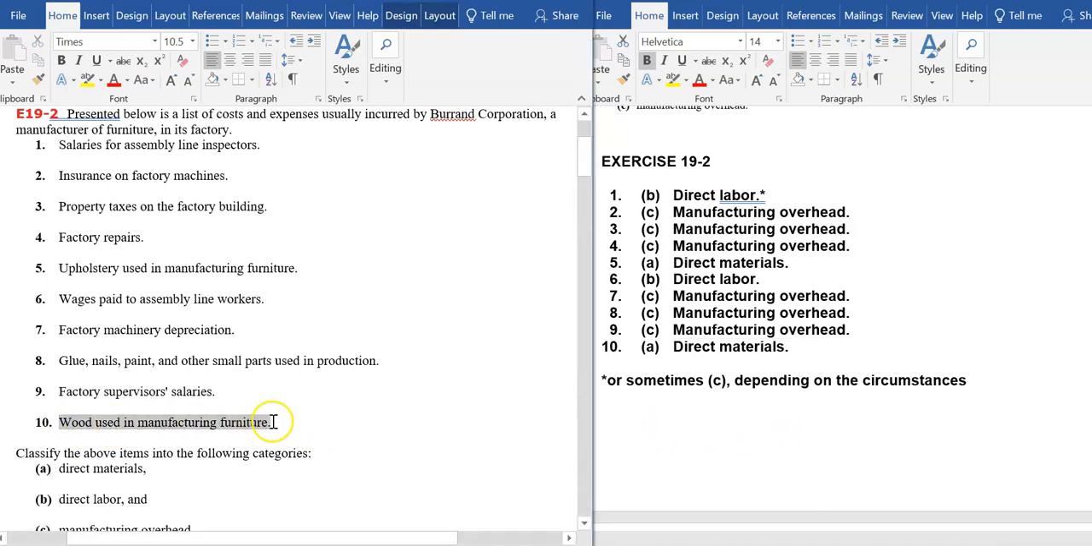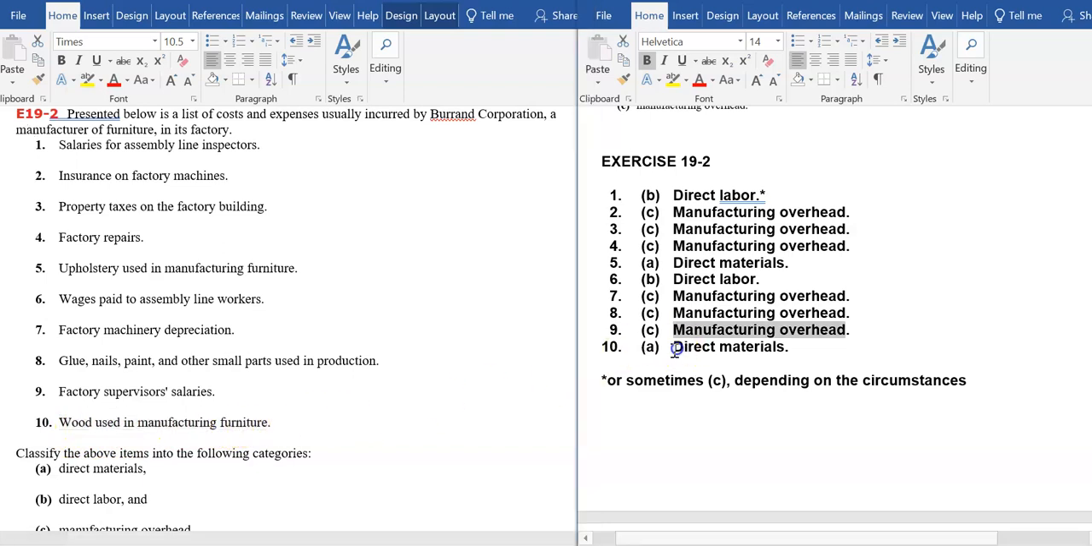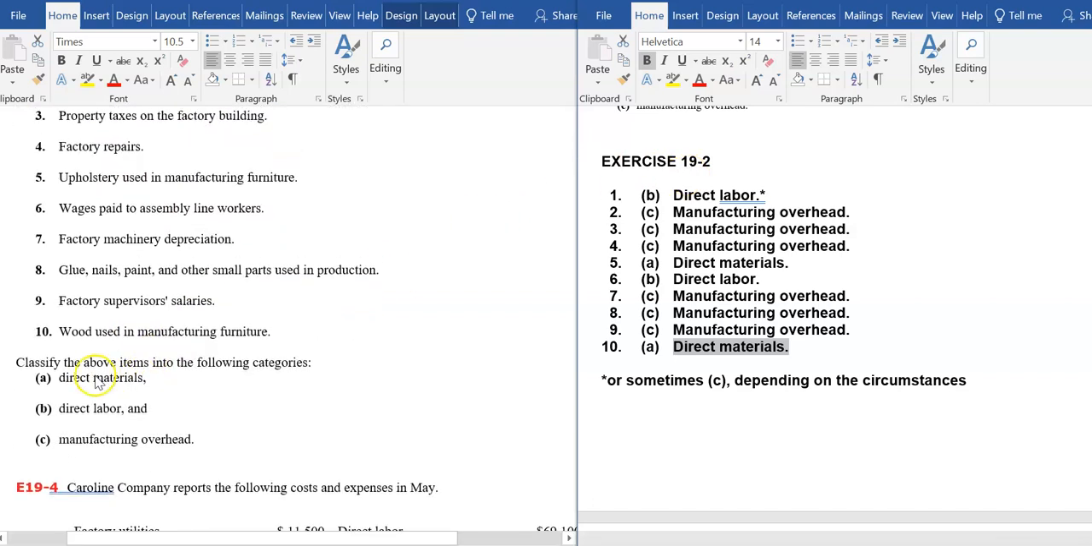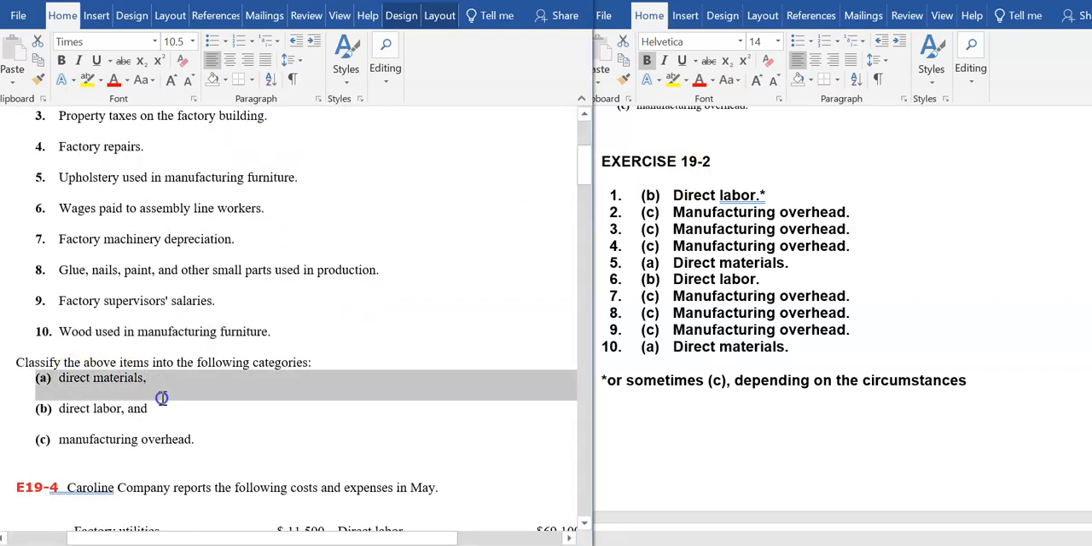Finally, wood used in manufacturing of furniture. This is the wood that is actually part of the furniture. It is going directly into the furniture. We can directly trace the cost of the wood to each inventory item. Thus, it is a direct material cost. Okay. Hopefully that helps you break out the types of product costs into whether it is a direct material, a direct labor, or an overhead cost.